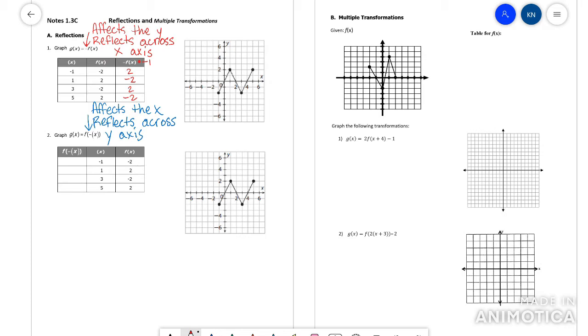Now when I graph this thing, I'm going to use this is my x and this is my y. Just like before, you use the outermost coordinates and plot the point. And connect the dots, and it looks something like that. So as you can see, every single point reflected across this x-axis here and went to the other side.